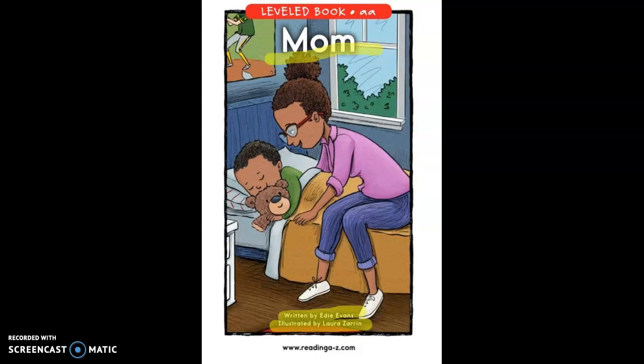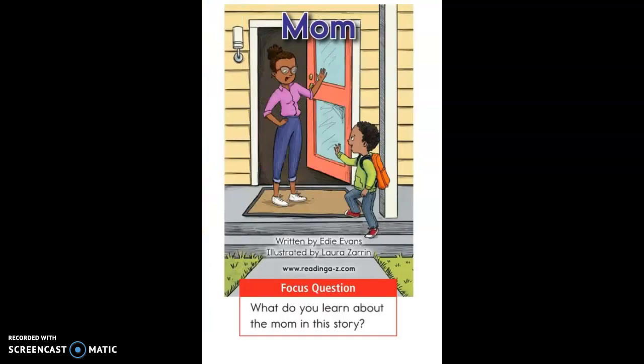This book is also going to be fiction. So this isn't someone's real mom. This is a made-up story by a mom. So we know that it's a made-up story by a mom, about a mom, but we can still connect it to our own moms. So let's go ahead to the first page.